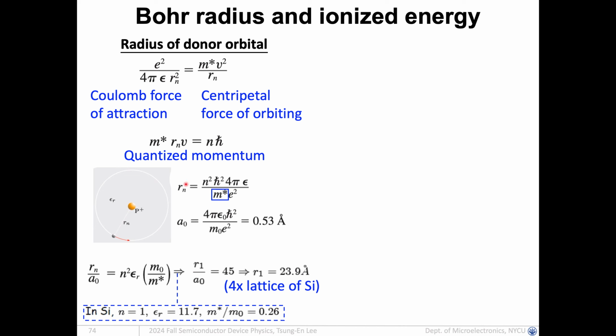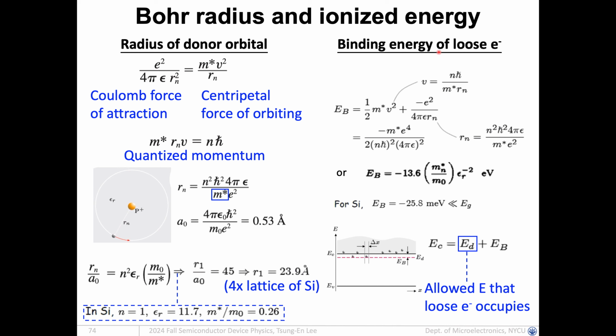Then, if we take the ratio between the radius we want and the Bohr radius, the ratio is determined by this formula. If we put the silicon values into this formula, the ratio is around 55 times larger than the Bohr radius, which is around 23.9 angstrom. And this value is around 4 times larger than the lattice constant of silicon.